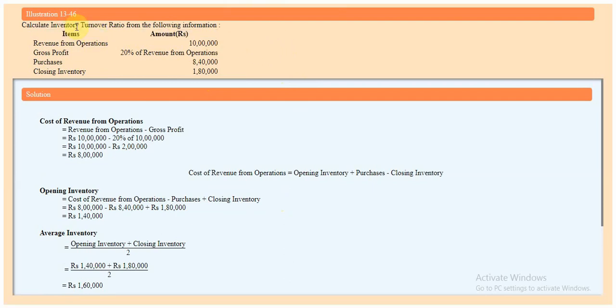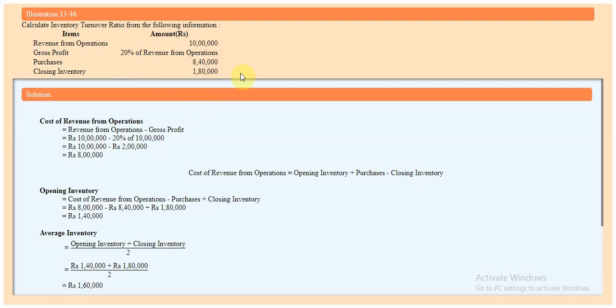This problem says we have to calculate inventory turnover ratio and they have given some information. They have given revenue from operations and then gross profit, which is 20% of revenue from operations. Purchases they have given, closing inventory they have given. See friends, in this problem gross profit is given as a percentage on revenue from operations. So this calculation is simple. The difference that we will have in this problem is that they have not given the opening inventory. Please note friends, the main part of the problem is in the denominator, finding out the average inventory is what is going to be critical in this problem.